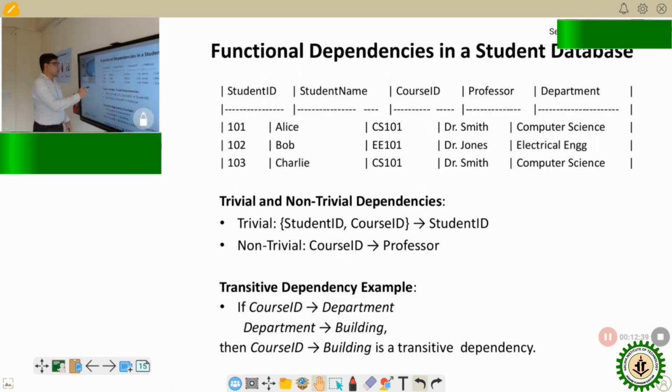Next, here we are considering one table, and here is the trivial functional dependency: student ID and course ID arrow student ID. It is a subset of the left side. So it is called the trivial functional dependency. Not trivial: here there is no subset. Professor is not a subset of the course ID. Therefore, it is a non-trivial functional dependency. And here is a transitivity dependency. For example, course department is dependent on the course ID. Then building is dependent on the department. So here the building is dependent on the course ID. That is the transitivity dependency example.